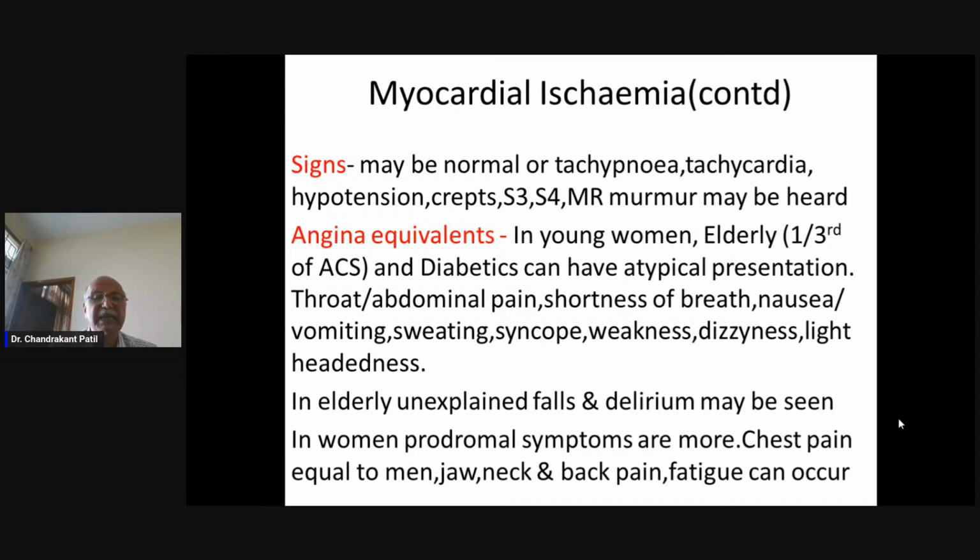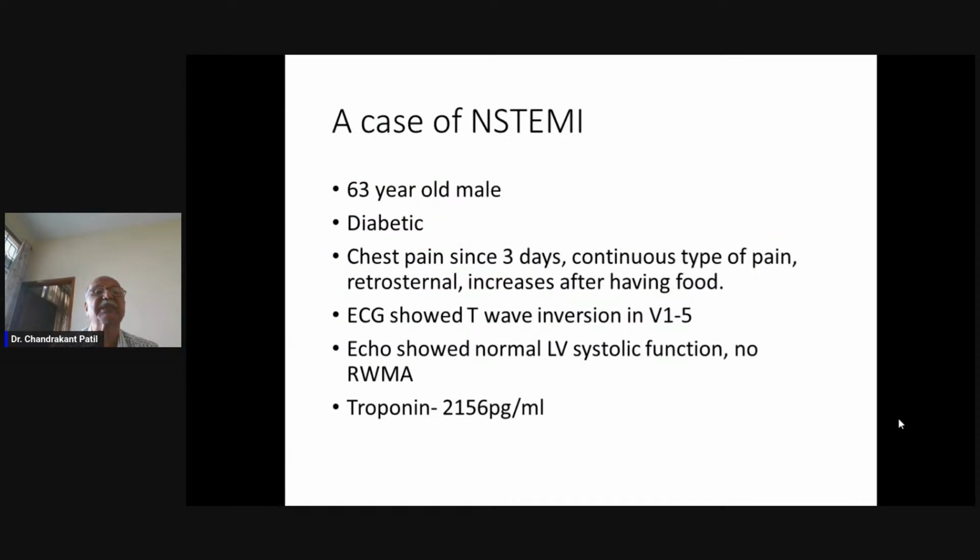Rarely in the elderly, unexplained falls can be there. Delirium may also be seen. In women, prodromal symptoms are more. Chest pain is almost equal to men, but they can have a jaw or a neck or a back pain. Even a simple fatigue can be there in women as a manifestation.